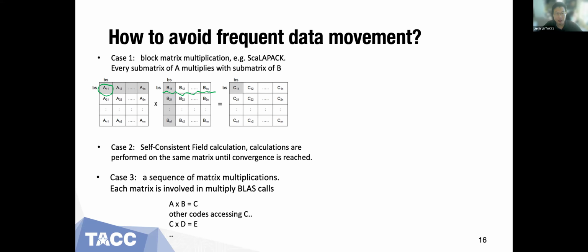And third case is a chain of matrix operations. For example, we have A times B equals C. Then we have some other code accessing C. Then C times D equals E. So C gets reused. And in scientific codes, we don't solve our science problem just by doing one matrix multiplication. We have to do a lot. So this access pattern is also very common. And all of these give us a pretty good chance of reusing the data on the GPU rather than frequently moving it around, right? Make sense?